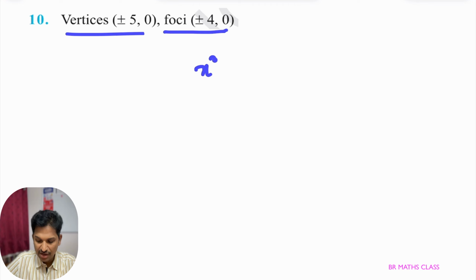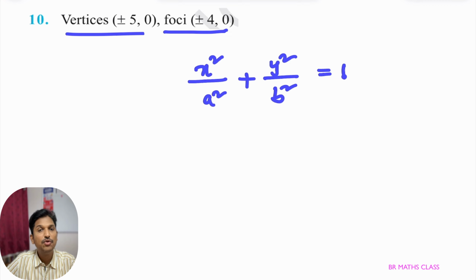See, the equation of ellipse is x square divided by a square plus y square divided by b square equal to 1. If you want to find the equation of ellipse, you need two things. One is the a value, another one is the b value, right? If you can calculate the a value and b value, this ellipse equation you can write very easily, right?